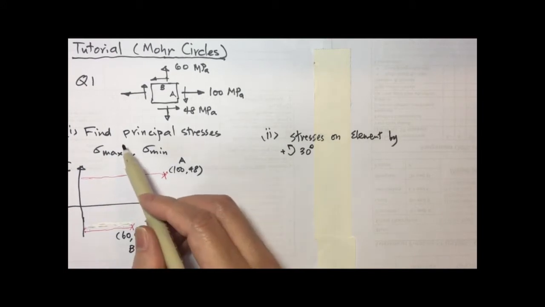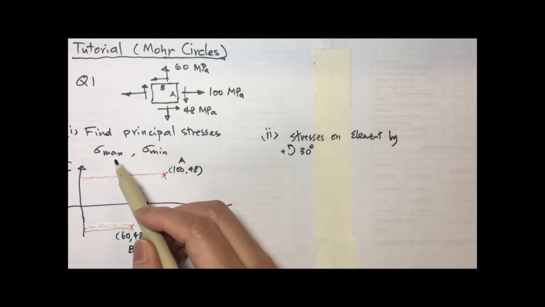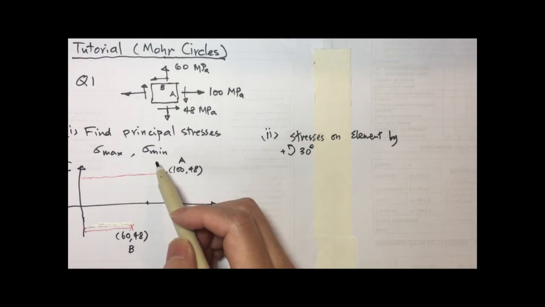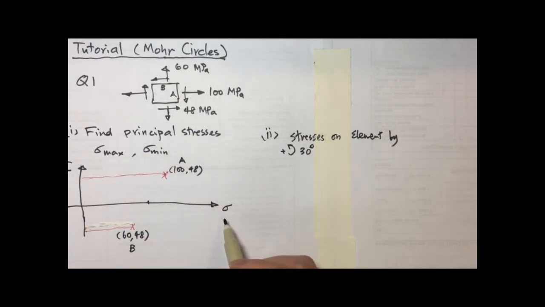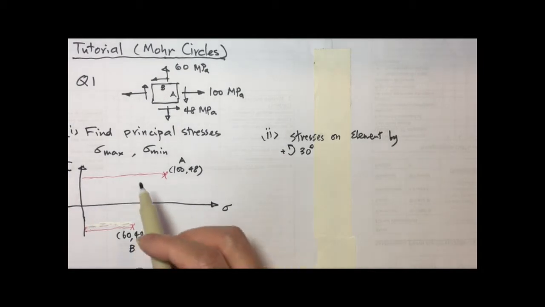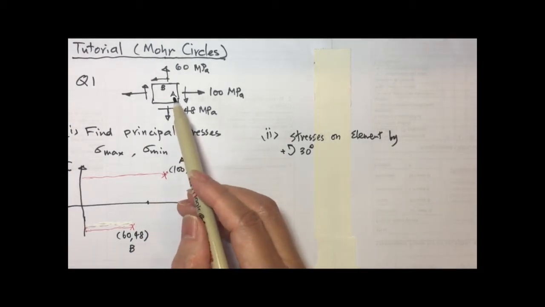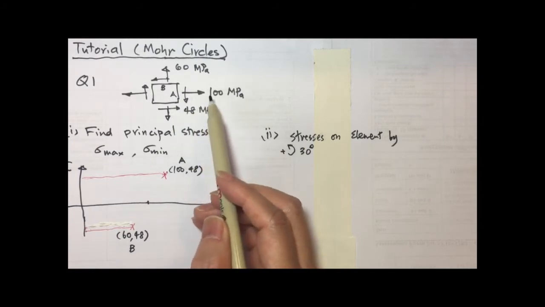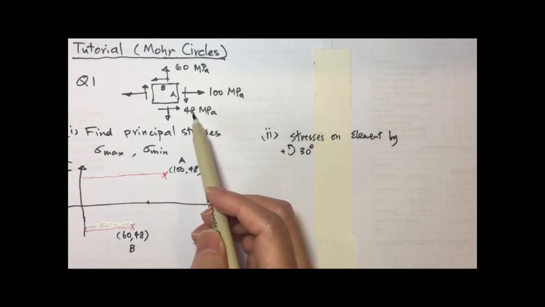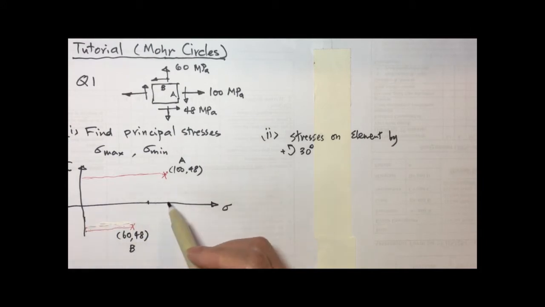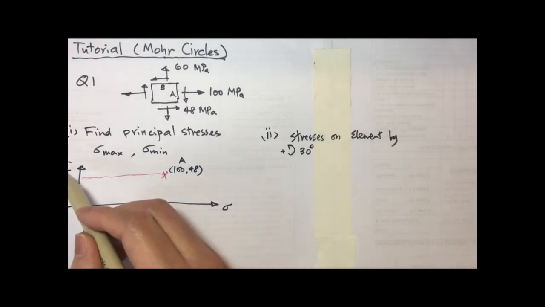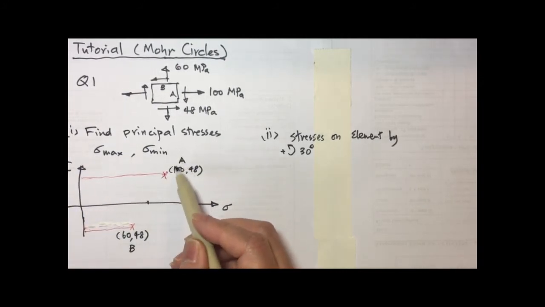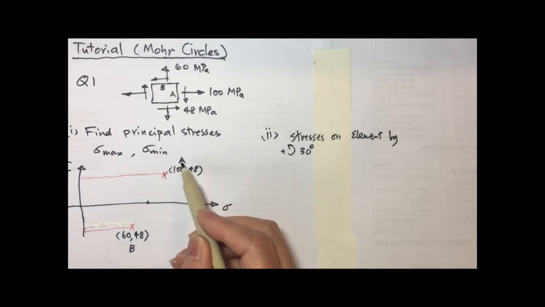Now we are going to find the principal stresses, sigma max and sigma minimum. So you have to plot the shear stress against the direct stress graph. First of all, for plane A you have two data, right? 100 MPa and 48 MPa. So that is 100 here, and that is the 48 because that is the shear stress. So that's the point for plane A.